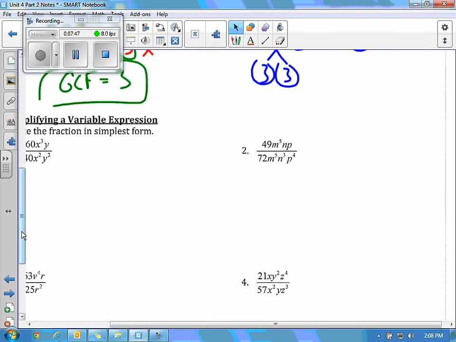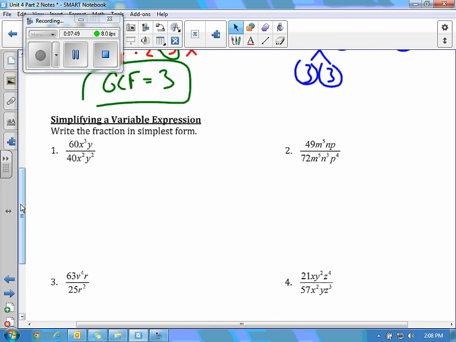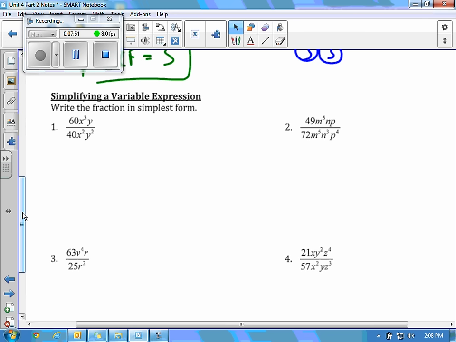All right, moving on to the bottom. It says simplifying a variable expression. Okay, this can get kind of confusing, but if you lay everything out, it's really not going to be all that difficult. Okay? So let's look at number 1. It says to write the fraction in simplest form. To do this, we're going to want to start with our factor tree. And again, because of the lack of space, I'm going to come over here to do my factor tree.